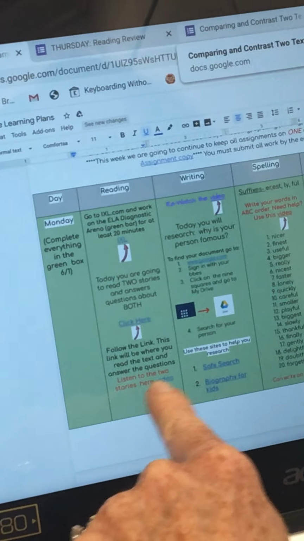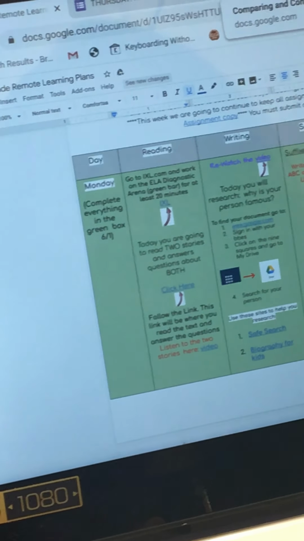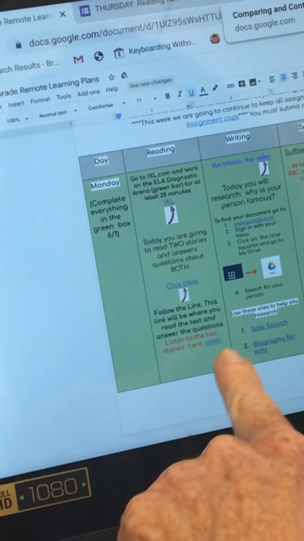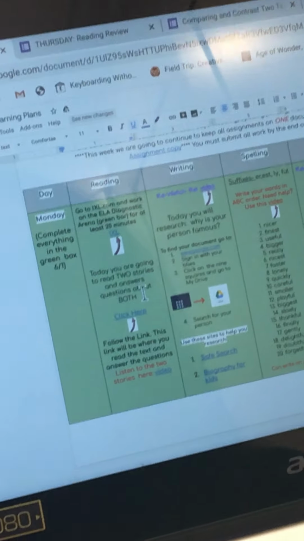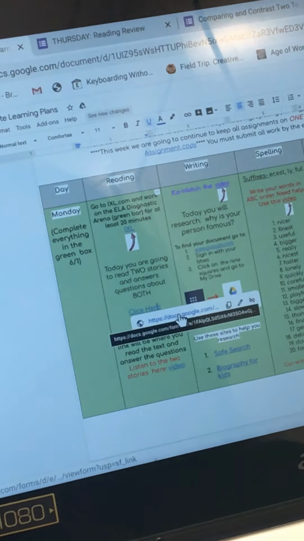So when you read these two stories, you really want to pay attention to how the two stories are the same and how the two stories are different. Come on over. On Monday, you're going to listen to the two stories on video. Miss Silverstein has created a video where she reads the story to you. And then you're going to click here for your questions.